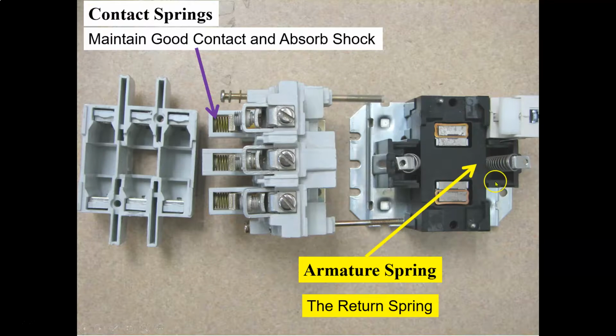We have an armature spring or a return spring to help that armature return back to its original state as quickly as possible, again to avoid arcing.